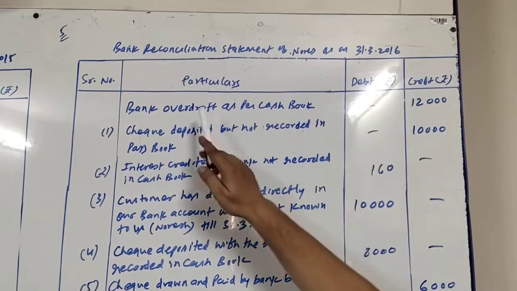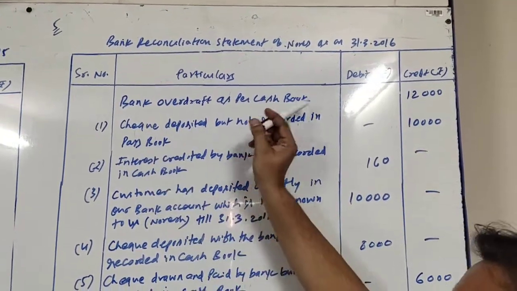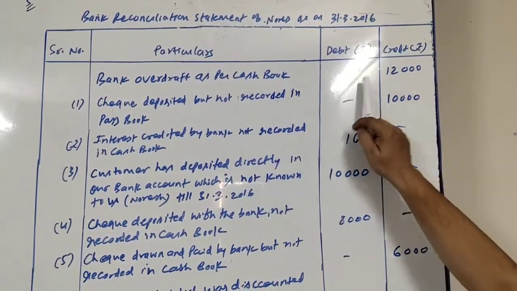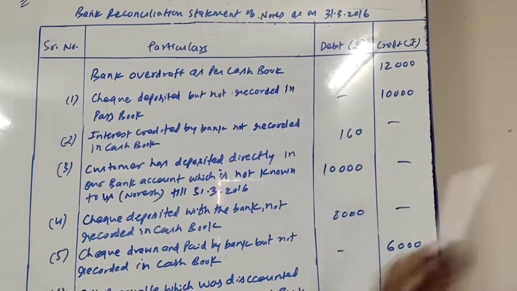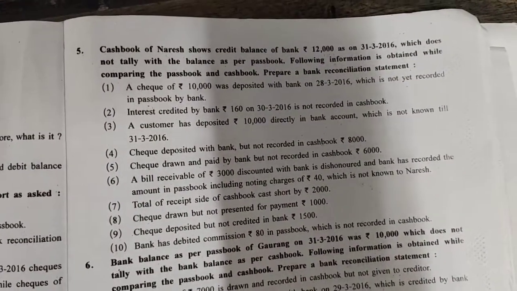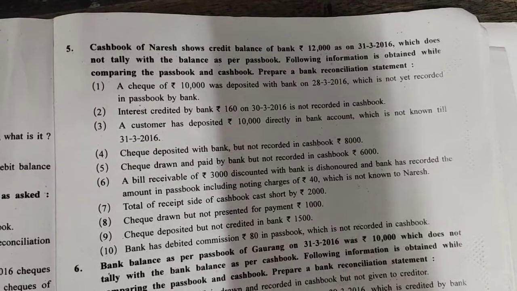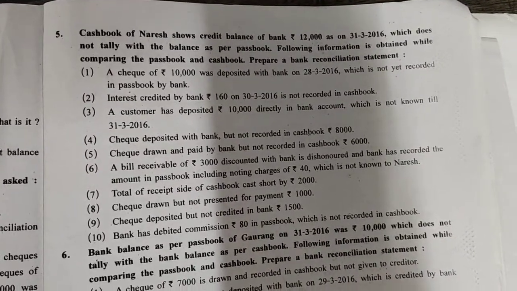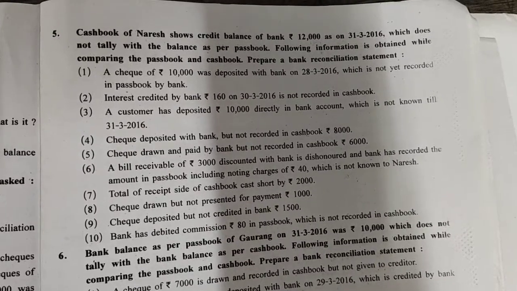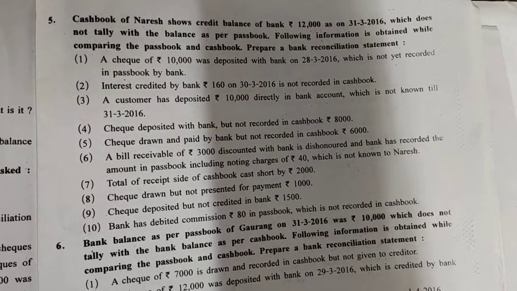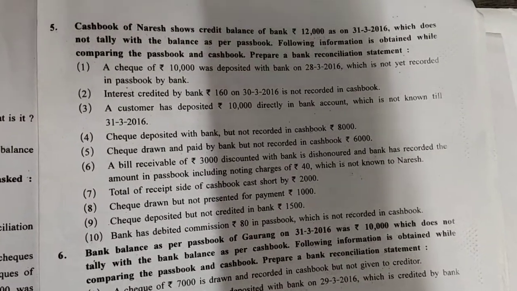Credit balance it was, no? As per cash book, credit balance means bank overdraft. So bank overdraft as per cash book rupees 12,000 in credit column and debit column dash. Now one by one we will see the transactions which are given to us. First one says that a check of rupees 10,000 was deposited with the bank on 28/3/2016 which is not yet recorded in passbook by bank.